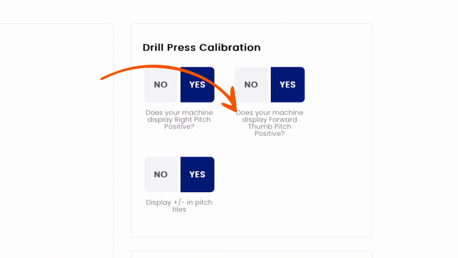Same thing for the forward and reverse. Does your machine display forward thumb pitch positive? Okay, so pretend like you're drilling something with a 1/4 inch forward in the thumb. What does your machine read out? Positive or negative?